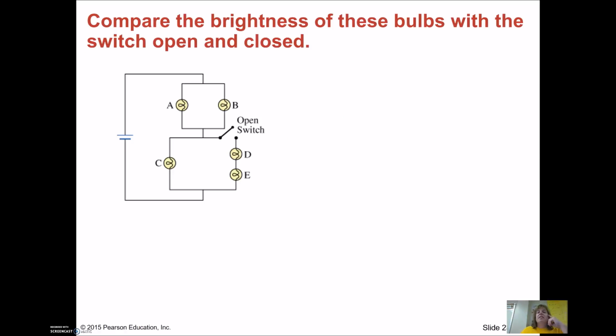One more, take a look at this. Think about what happens before and after the switch is closed. Pause the video, maybe write some notes in your packet, and then let's take a look.